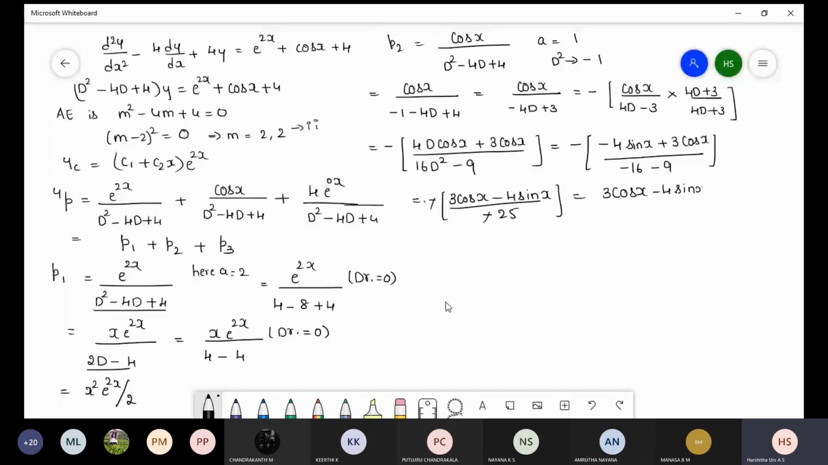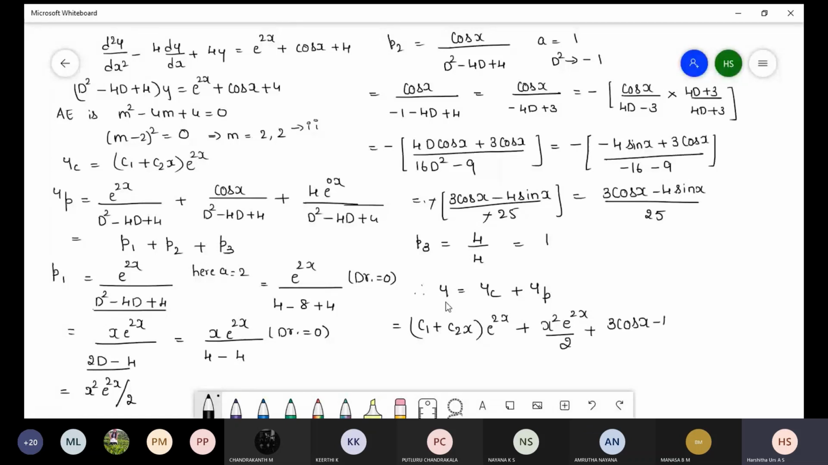Next, P3. So our d is equal to a, means our a value is 0. So we get 4 by 4 is equal to 1. Therefore, y is equal to yc plus yp. So we get c1 plus c2x e power 2x. P1 value is x square e power 2x divided by 2. P2 is 3 cos x minus 4 sin x divided by 25. P3 value is 1. This is the solution.